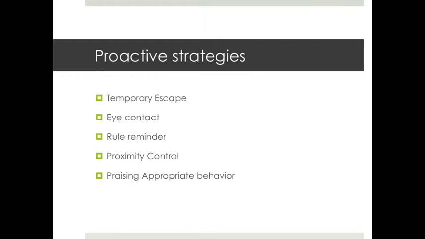The final strategy is to praise appropriate behavior. It is important to consistently praise the student when they exhibit good behavior, as well as ignore the child, if possible, if they are exhibiting bad behavior. Ignoring the student works best for externalized behaviors. You have to be cautious using this technique with students who internalize.